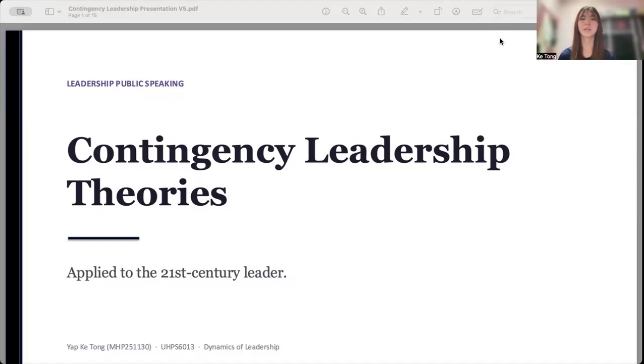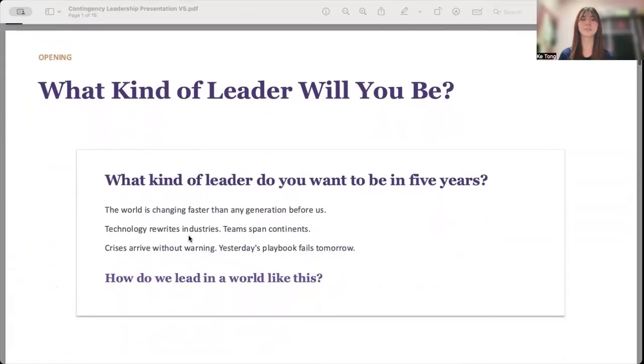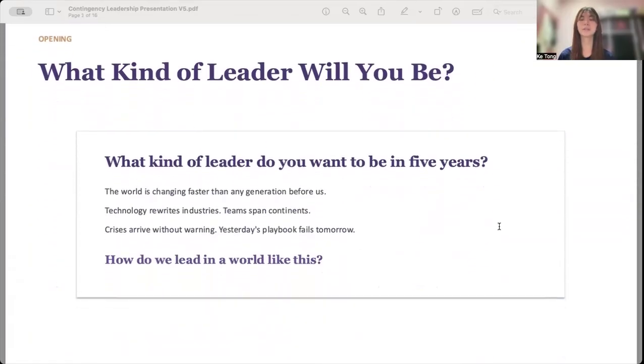My name is Tong, and today I'm going to present about the contingency leadership theories and how they can be applied to 21st century leaders. Before we start the presentation, let me ask a very simple question. What kind of leader do you want to be in the next 5 years?